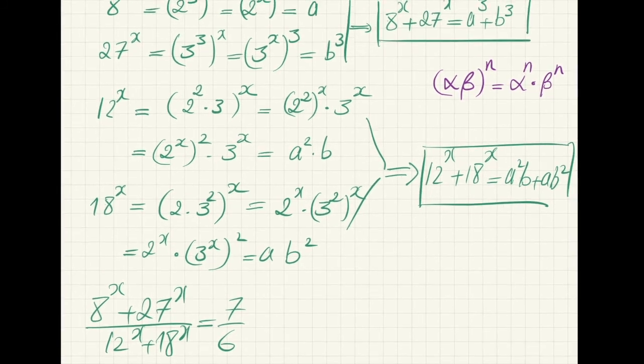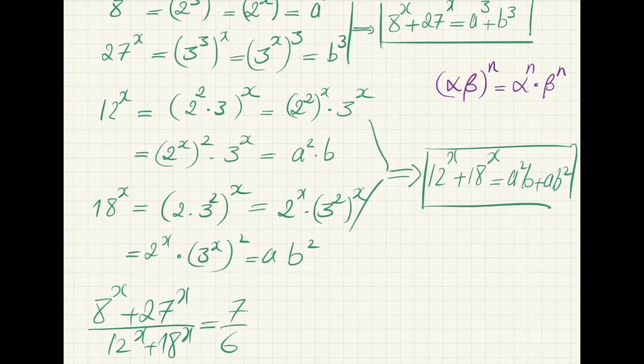Now, what can I do? This implies that instead of 8 to the power of x plus 27 to the power of x, I can plug this in. So then it becomes a to the power of 3 plus b to the power of 3 divided by, instead of 12 to the power of x plus 18 to the power of x, I can plug this in. So this becomes a squared b plus ab squared. And on the right hand side, I have 7 over 6.